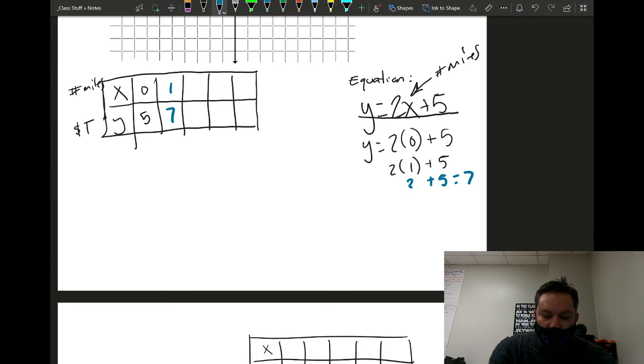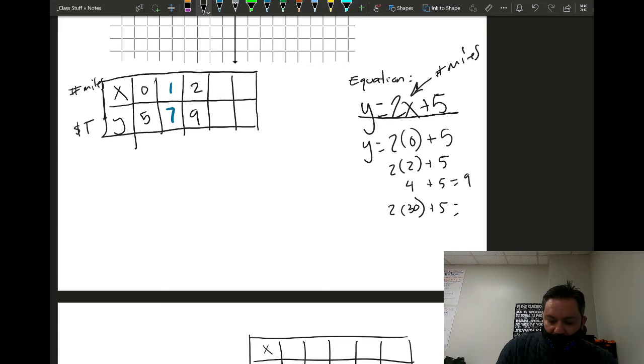And then you can do this as many times as you want with different numbers, and then come up with the table. So now let's think about the number, for example, 2. 2 times 2 is 4, plus 5 equals 9. So 2 miles, you're gonna pay $9. And you can do this with the number 30 if you want. 2 times 30 plus 5, whatever number you want. It doesn't really matter because it's gonna give you the exact amount that you gotta pay the taxi driver. 2 times 30 is 60, plus the $5 of the fare is $65.